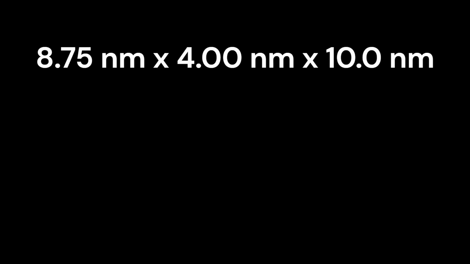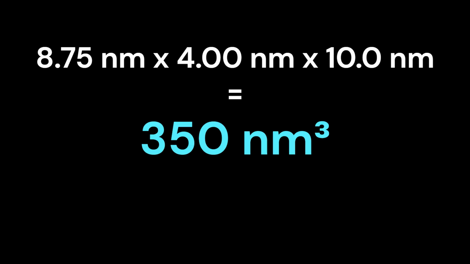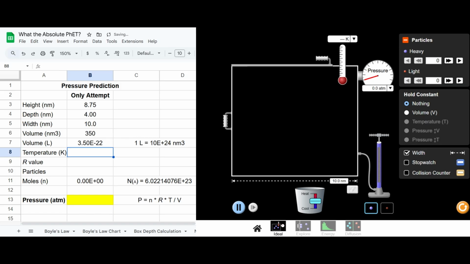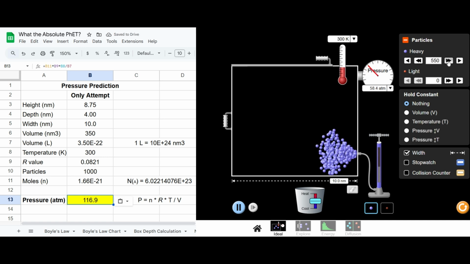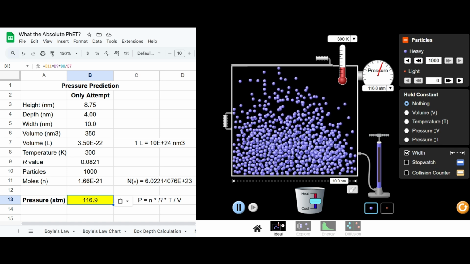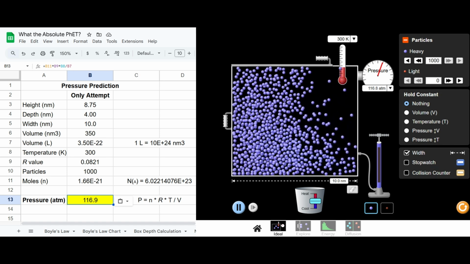8.75 by 4 by 10 nanometers results in a volume of 350 cubic nanometers, or 3.5 times 10 to the negative 22 liters. The expected temperature is 300 Kelvin, and R is 0.0821. I will put 1,000 particles into the box, which is 1.66 times 10 to the negative 21 moles of gas. All of this predicts a pressure of 116.9 atmospheres. Let's add 1,000 particles to the simulation and, I hope you're throwing your hats, the pressure is 116.8.